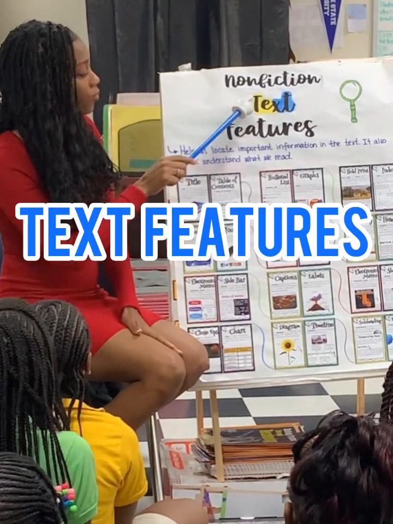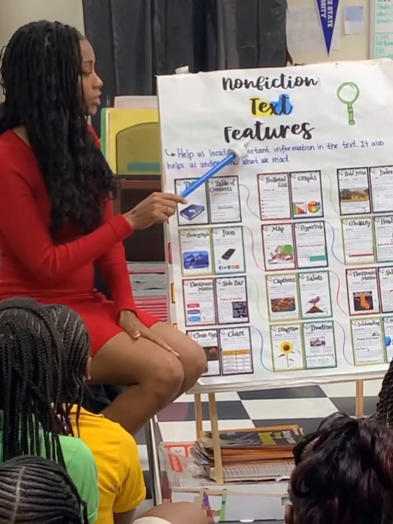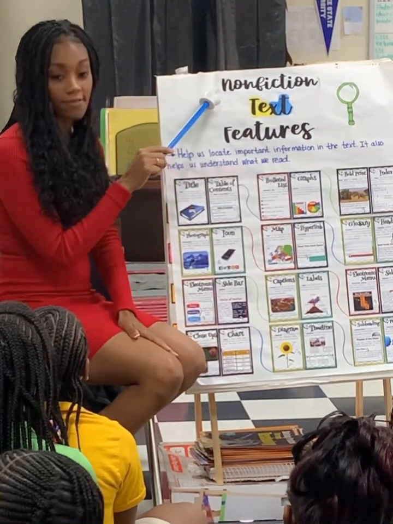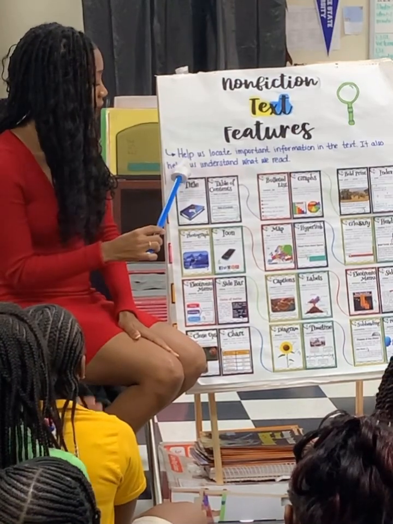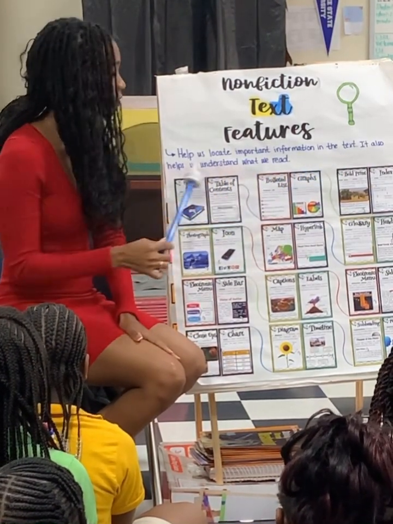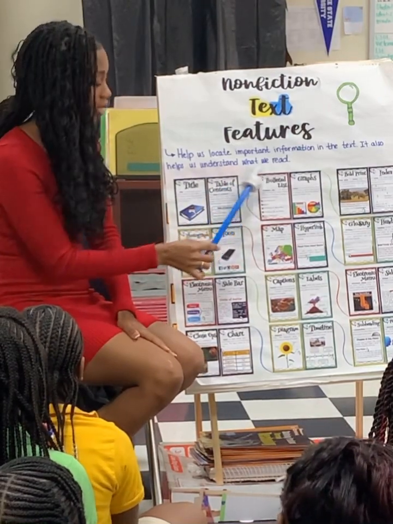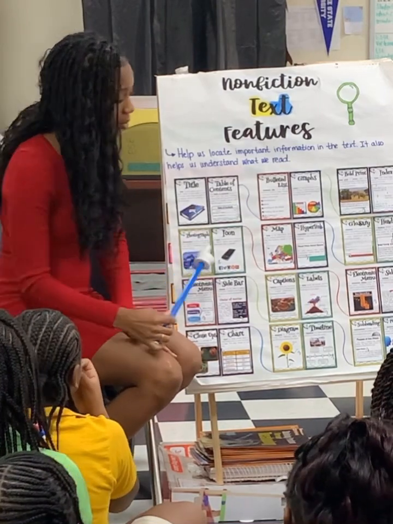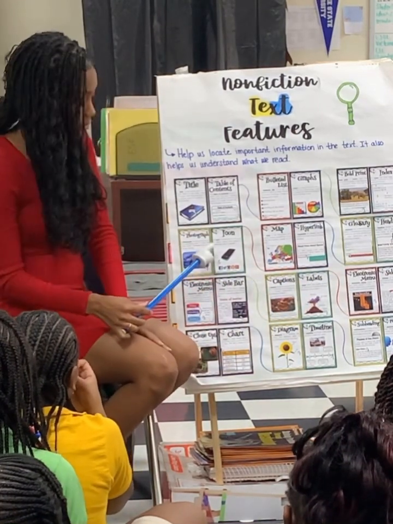So today again we are looking at text features. Remember that text features are mostly found in the genre of nonfiction text. Remember, text features help us locate important information in a text. It also helps us understand what we read. We covered the very first row yesterday. Now we're going to look at the second row today.